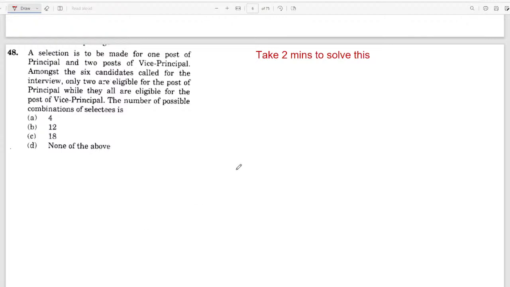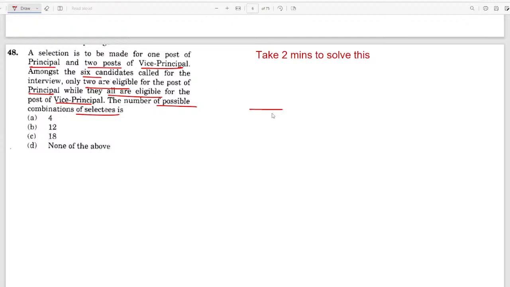We'll see how to go about this question. I hope you have tried at least solving this question. So a selection is to be made for one post of principal and two posts of vice principal. Amongst the 6 candidates called for the interview, only 2 are eligible for the post of principal, while they are all eligible for the post of vice principal. The number of possible combinations of the selectees is 4, 12, 18 and none of the above.